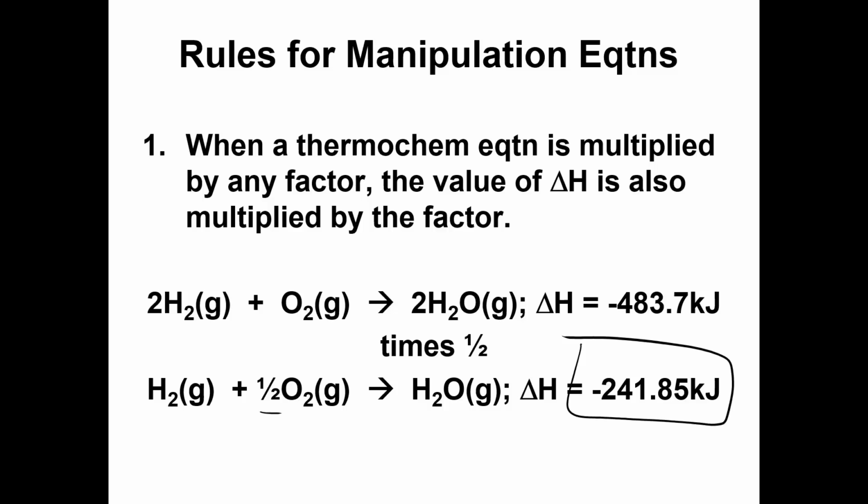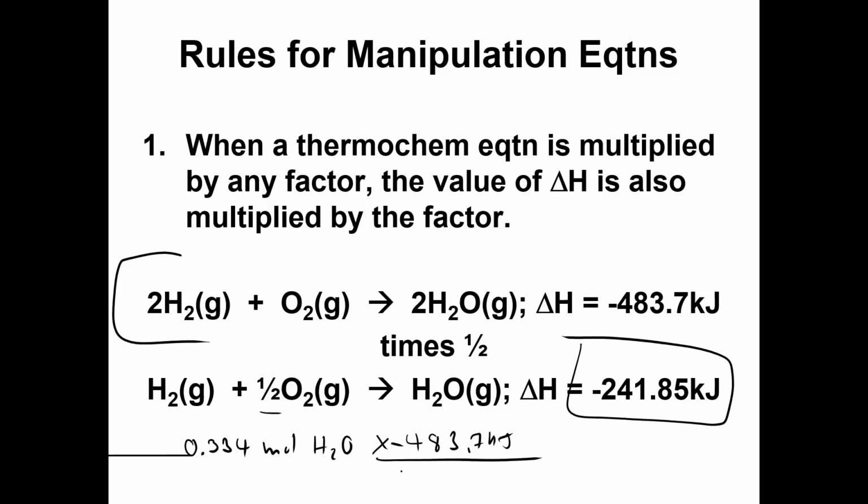So if I ask you how many calories or kilojoules would be released if we use 0.334 moles of hydrogen, what you would do is, and you can do that based on the initial reaction, right? You would say that 483.7 kilojoules are used for 2 moles of H2O, right? So you have to then take into consideration that there are 2.